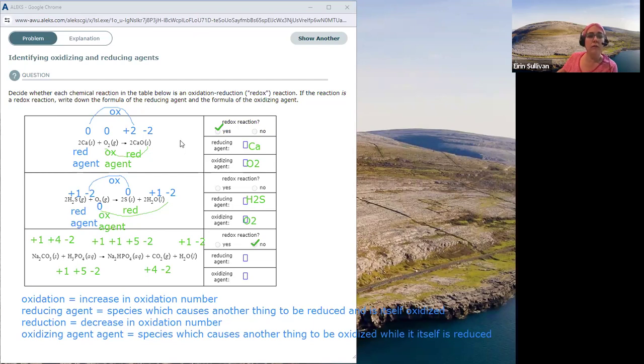All right, so just remember, you have to assign oxidation numbers to everything first to work out if it's a redox reaction at all, and then to work out what's being oxidized and what's reduced. And then you can assign reducing and oxidizing agents, okay? So don't just go in gung-ho, okay?